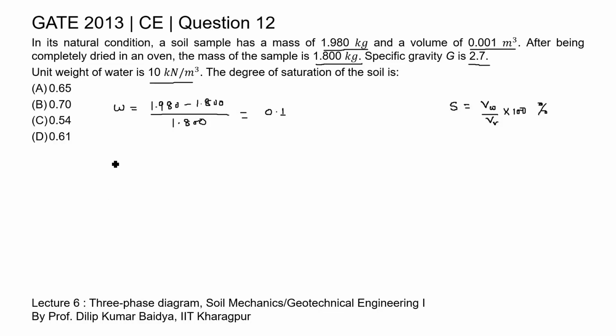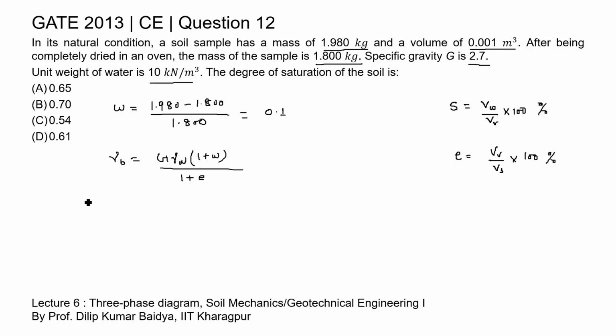Now, we know the bulk density formula for the soil, gamma B equal to G gamma W into (1 plus W) by (1 plus E), where E is the void ratio. Void ratio is volume of void by volume of soil solid. So, this is void ratio. If it needs to be in percentage, just multiply it by 100%. So, this will be in percent now.